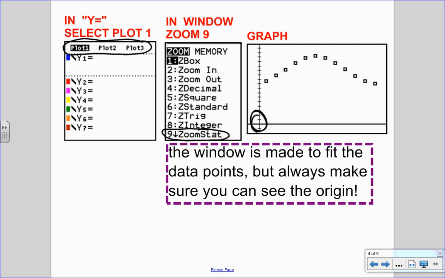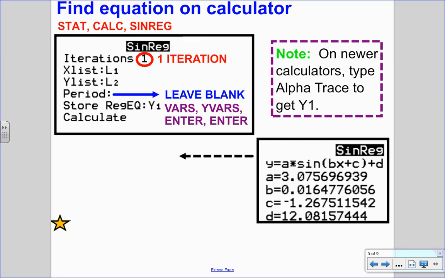Okay, so now that we've put all our values in, we can see the graph, we want to find the equation that goes through all of those points. So this is my next step. I'm going to go back into my stat, but I'm going to go over to calculate, and I want to calculate a sine regression. Now all regression means is it's an equation of best fit. So it's the equation that goes through as many points as possible. So we're going to go into sine regression.